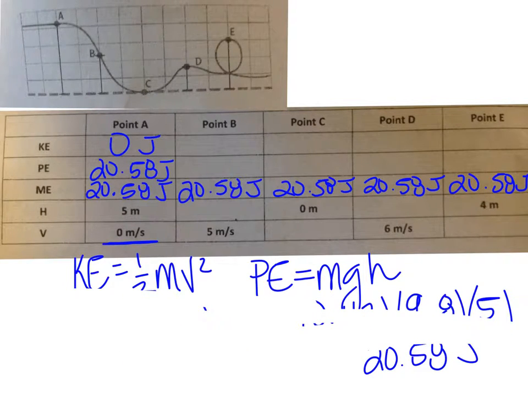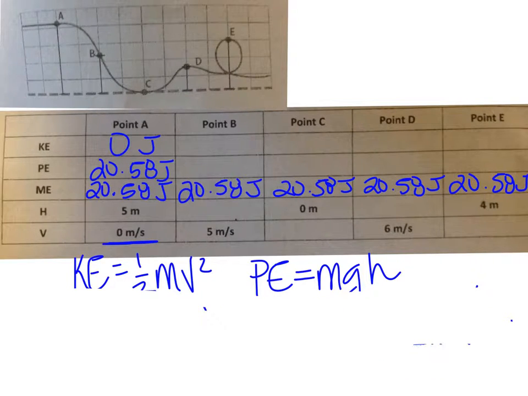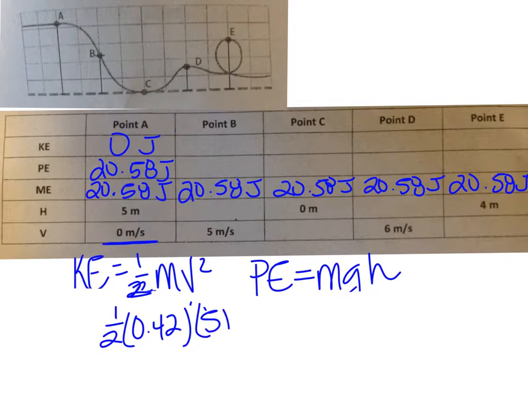we can solve for our kinetic energy because we are given our velocity. So we're going to go ahead and plug in 1/2 times our mass of 0.42 times our velocity of 5 meters per second, and that is squared. So when we type all that in our calculator, we're going to get an answer of 5.25. Right? And again, all these energies are in joules.